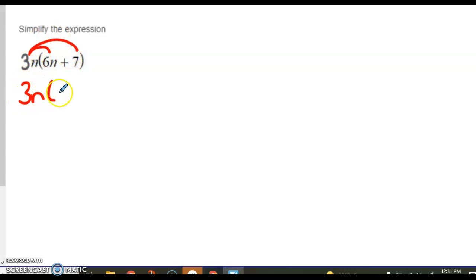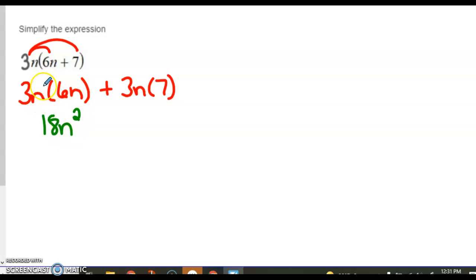So we're going to do 3n times 6n, and we're going to do 3n times 7. And I just kept whatever sign was already there. And then we're going to multiply it out. 3 times 6 is 18. And when I have an n here and an n here and I multiply them, that actually makes 2 n's because you have n to the first power on each of those. When you multiply, you add your exponents.